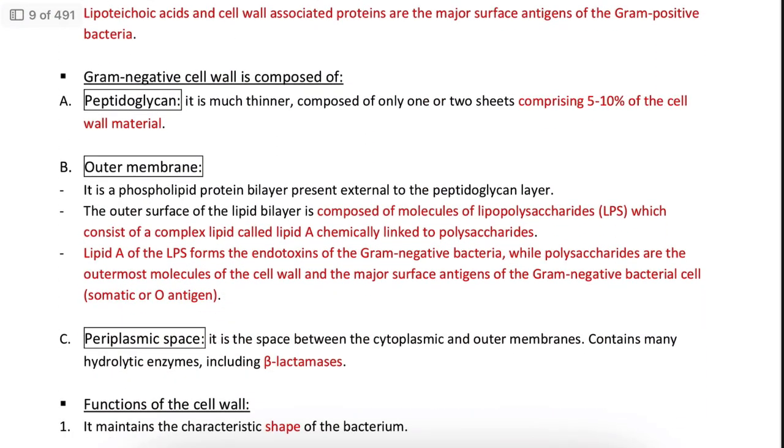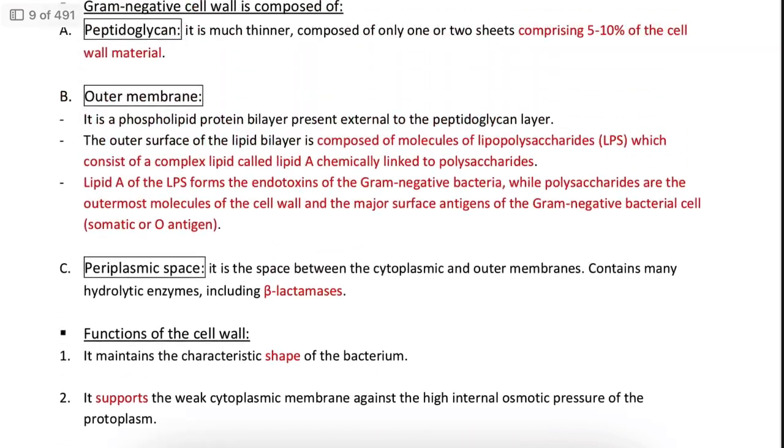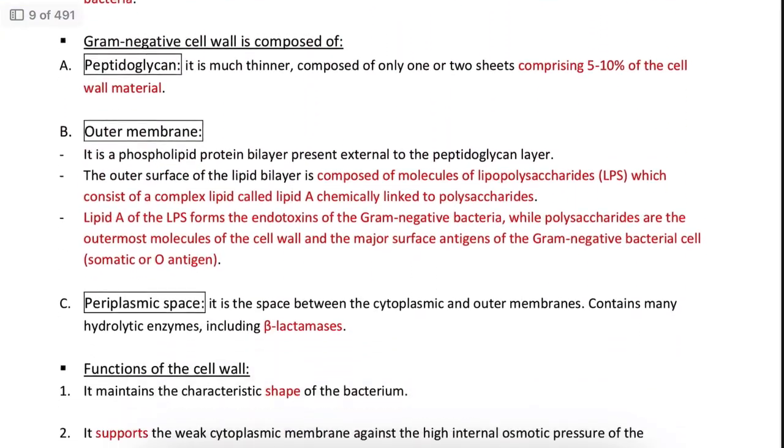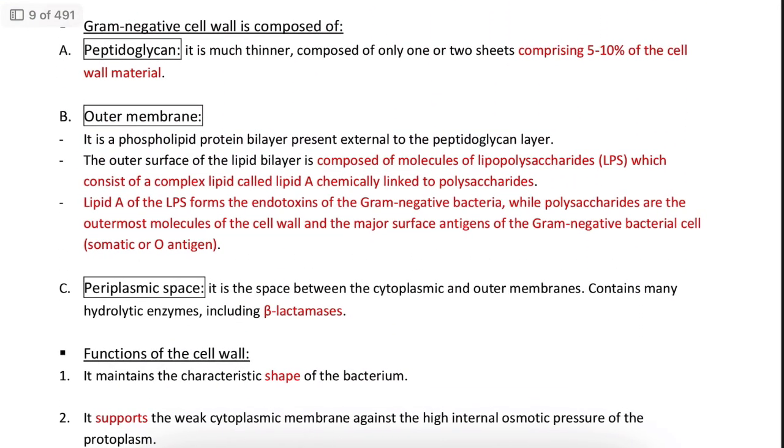Okay, next one. Next you can see the gram negative cell wall. In gram negative, you mostly see a thin peptidoglycan layer, 5 to 10% of the wall, and an outer membrane containing lipopolysaccharides, LPS, specifically lipid A. It acts as an endotoxin. And the periplasmic space contains enzymes like beta lactamase. For example, E. coli, Neisseria and Pseudomonas.